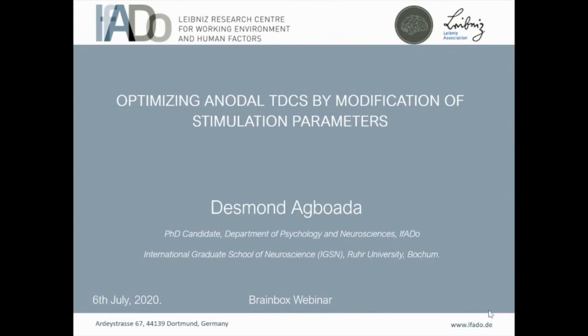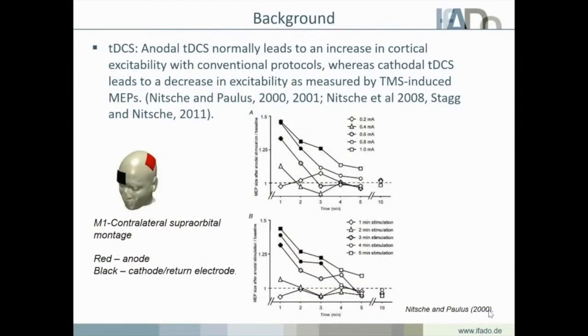Perfect. So I'll be presenting some part of my PhD work, and it's titled Optimizing tDCS by Modification of Stimulation Parameters. As Michael already explained, tDCS is a non-invasive brain stimulation technique, we all know. And in the motor cortex, with the anode placed over the primary motor cortex, we have anodal stimulation, and with the cathode placed over the target region, the motor cortex, cathodal stimulation.